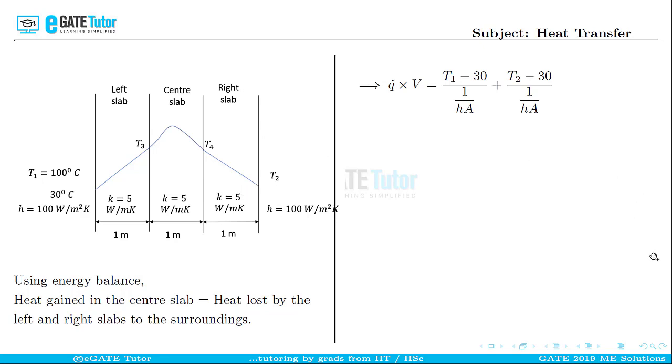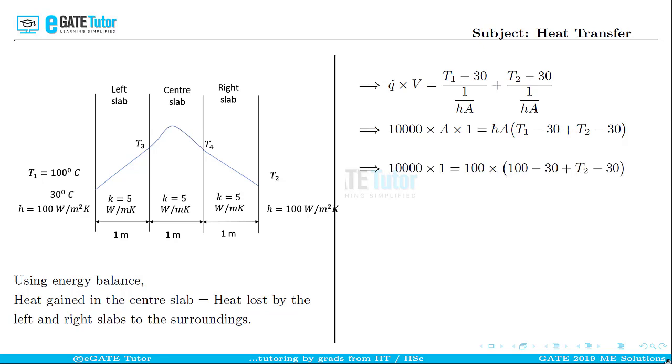So simplifying this, we are given Q dot is equal to 10,000 and volume can be written as area times 1, which is equal to, taking hA in both the terms towards the top, hA times (T1 minus 30) plus (T2 minus 30). So simplifying this, we get T2 is equal to 60 degrees centigrade. Therefore, the temperature at the right extreme face of the right slab is 60 degrees centigrade.